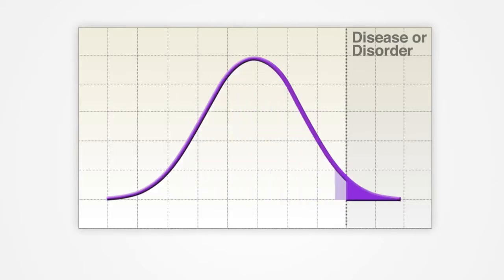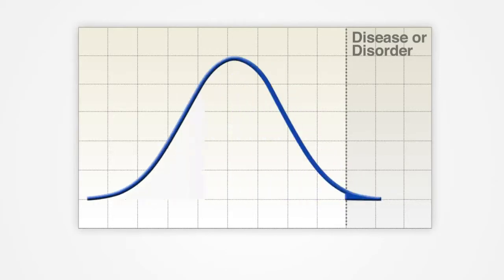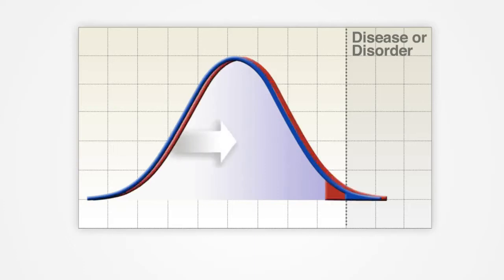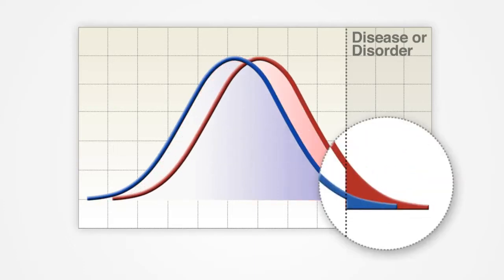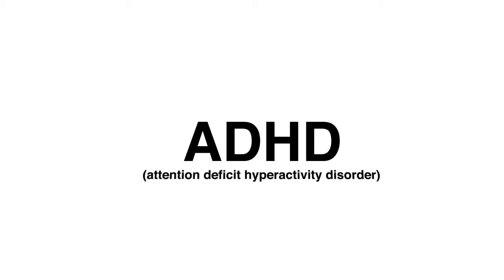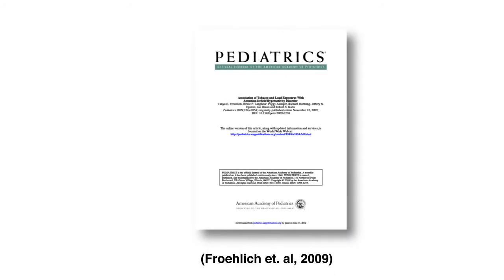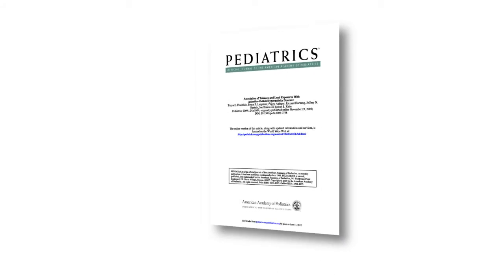The basic idea of shifting the curve is that a small increase in exposure can result in a large increase in the percent of people with a disease or disorder. We can use a study about ADHD to show how this works. The study we will use was published by Tanya Froelich in Pediatrics in 2009.